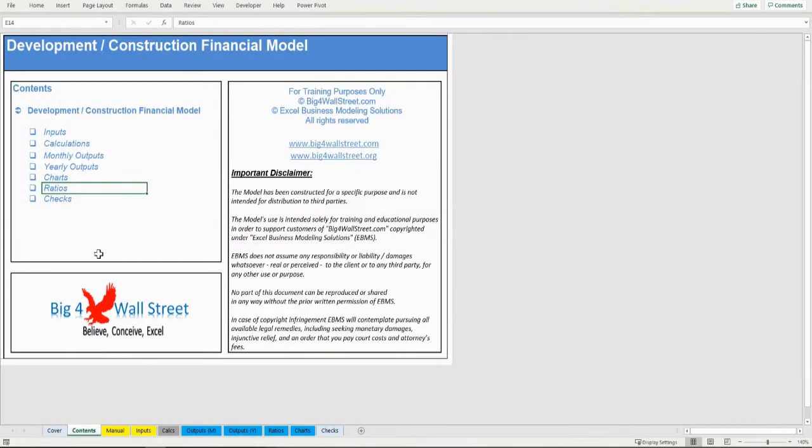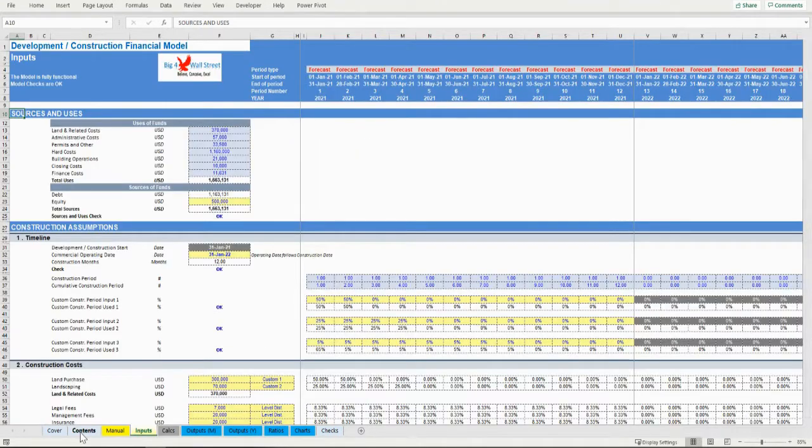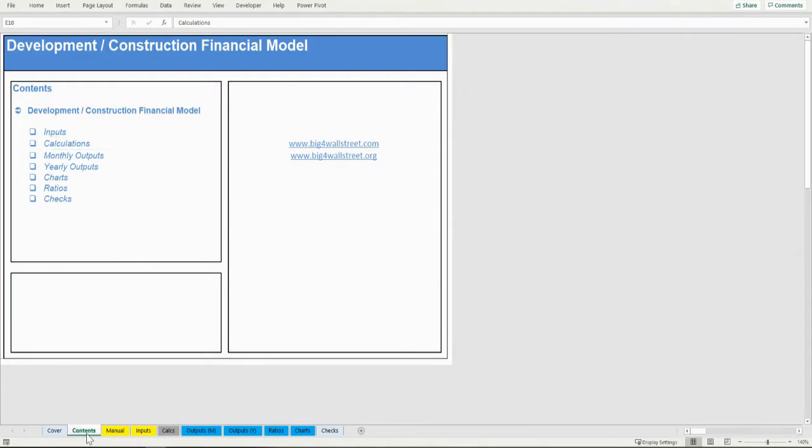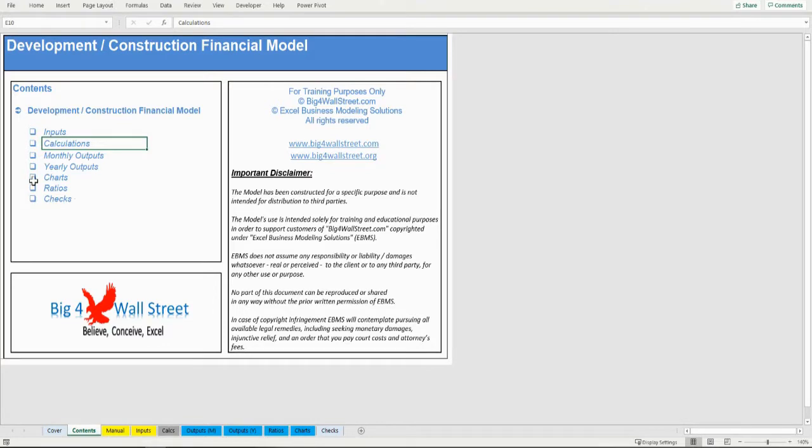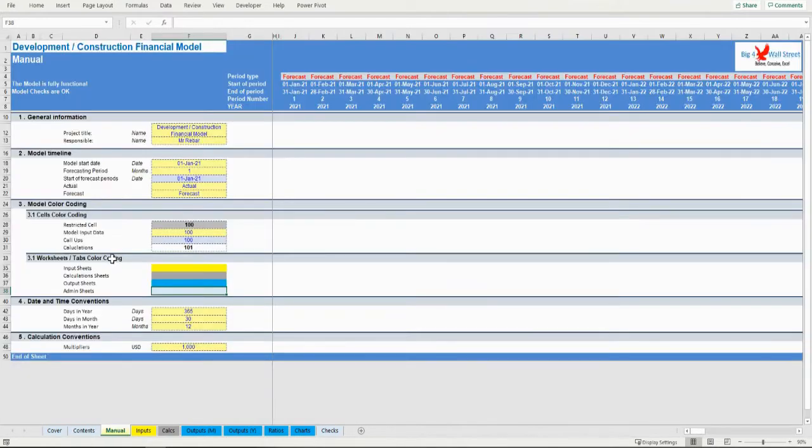So, a quick overview of the model. In the Contents tab you can see the structure of the model, and by clicking on any of the headlines you are redirected to the relevant worksheet. On the Manual tab you can feed in the general information for the model, such as model name, responsible, timeline of the model and date and currency conventions. Additionally, there is a description of the color coding of the model in the same tab.